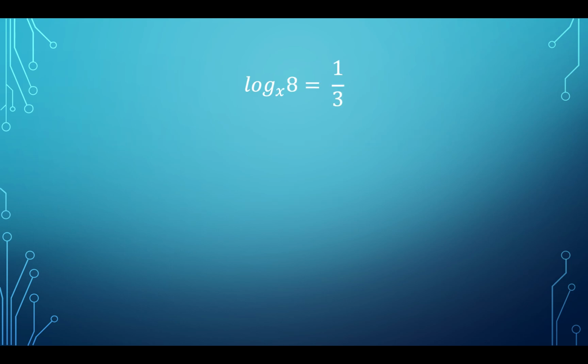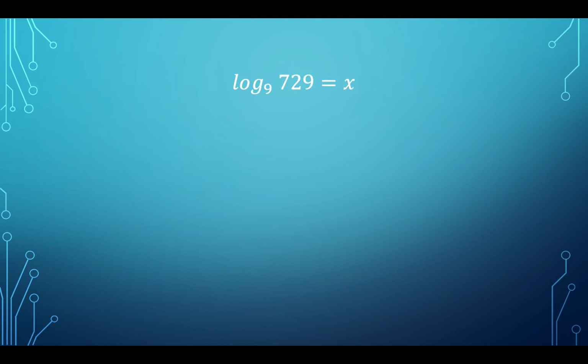Now let's try this one. Log base x of 8 is equal to 1/3. So we're going to practice this. We're going to do the 1/3 root of 8. So we go ahead and plug that into the calculator. 1/3 radical 8 is equal to 512. If you wanted to check it, you could do 512 to the 1/3 power is equal to 8.